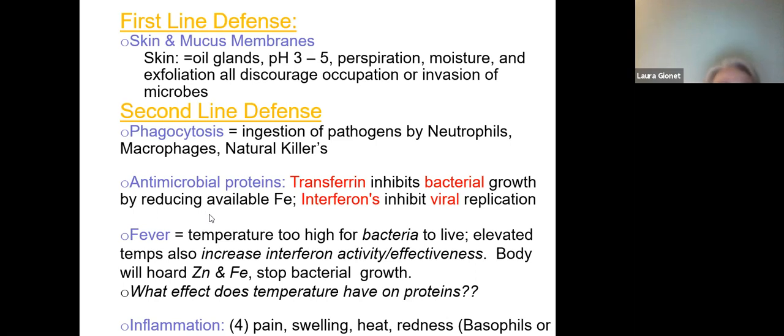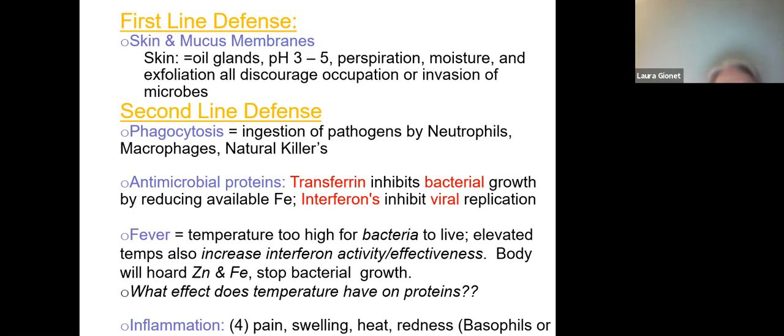We have antimicrobial proteins: transferrin and interferon fall in this category. We do have complement proteins in this family as well, and again, that's listed in the lab exercises. But the ones I generally ask you about are transferrin and interferon. Transferrin binds with available iron in blood and removes it from being available to bacteria, because bacteria like to use iron as well. So you inhibit bacterial growth by reducing the available iron in blood. And interferon inhibits viral replication.